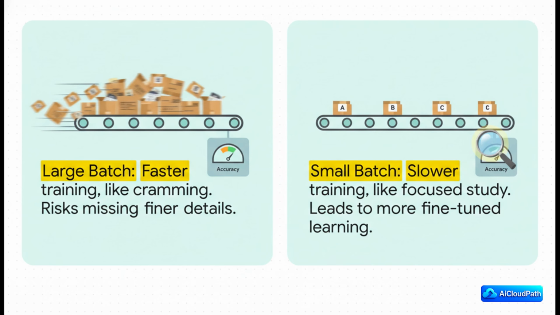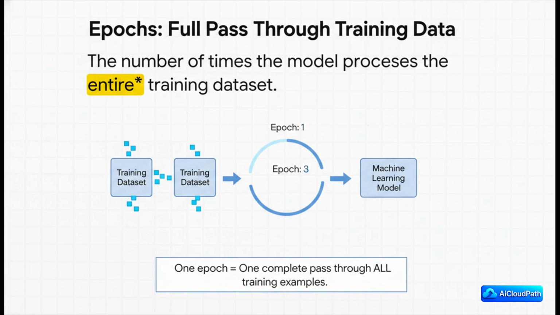A small batch size is the opposite. It's like breaking your studying into focused 20-minute sessions. It takes longer, yeah, but each learning update is much more fine-tuned. And our third key control is epochs. This one sounds a little technical, but it's actually super simple. One epoch just means the model has gone through the entire training dataset one full time. That's it. It's how many times the model gets to study all the material.